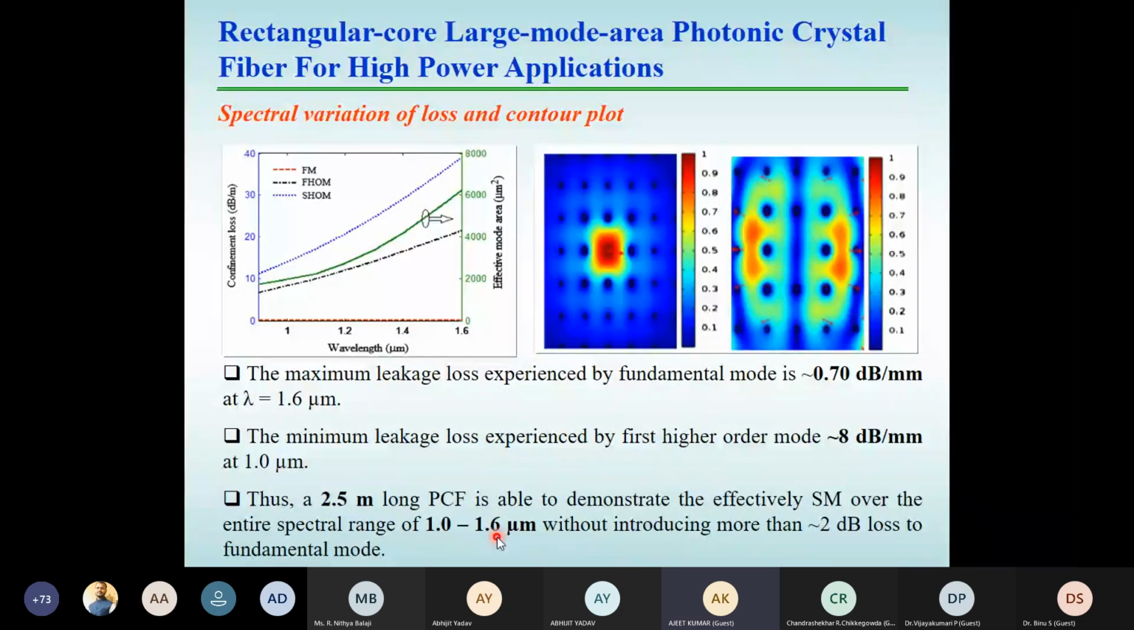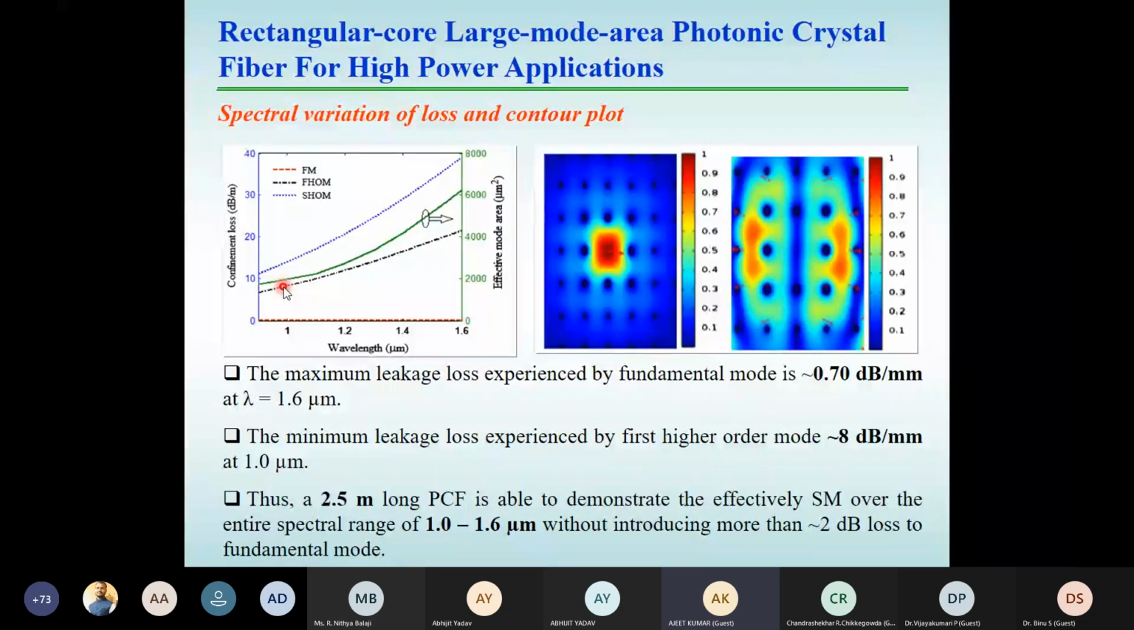Again, 1 to 1.16, with the help of the loss of the first higher order mode, we can decide it. So another conclusion it is giving you is the single mode operation with a 2.5 meter length of fiber, that you can decide with the help of the minimum loss you'll get at 1.0 wavelength of the first higher order mode.